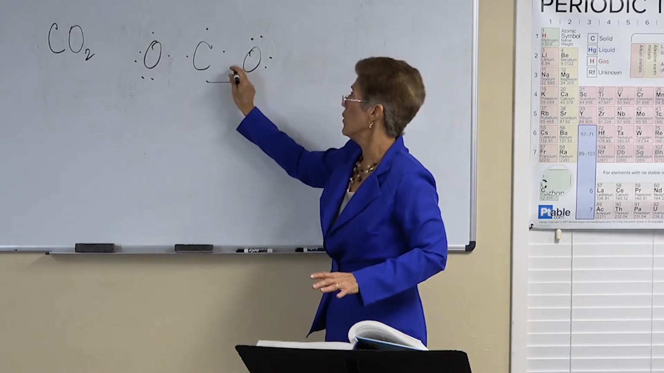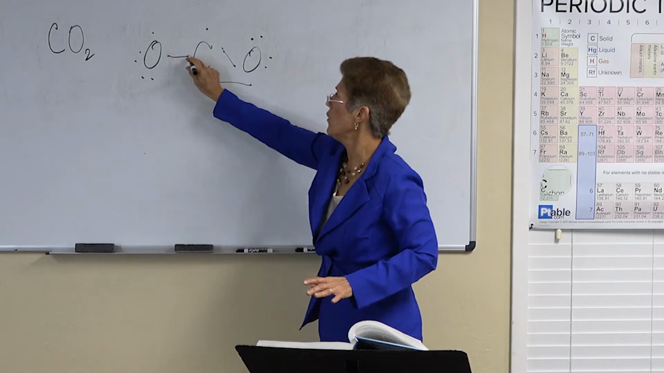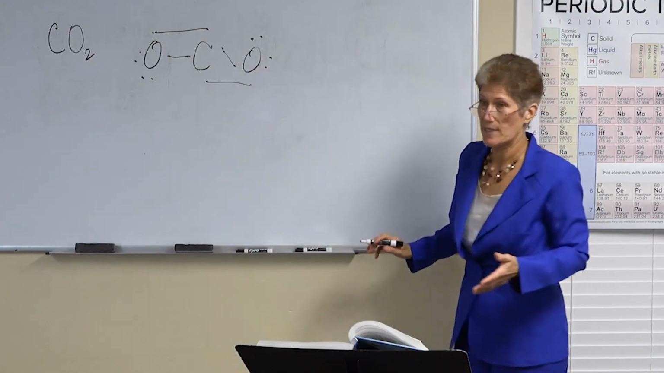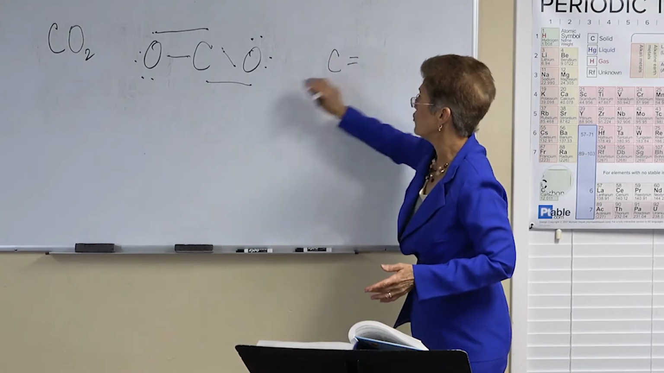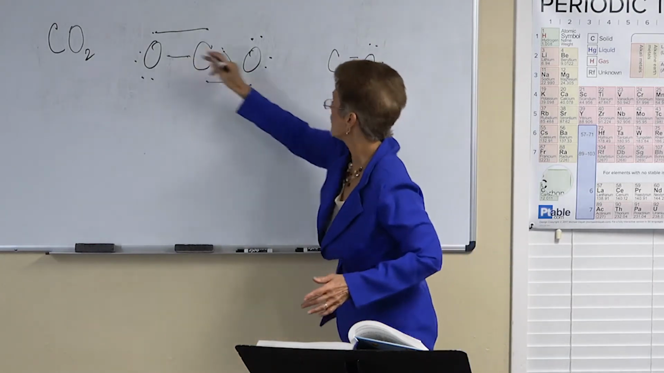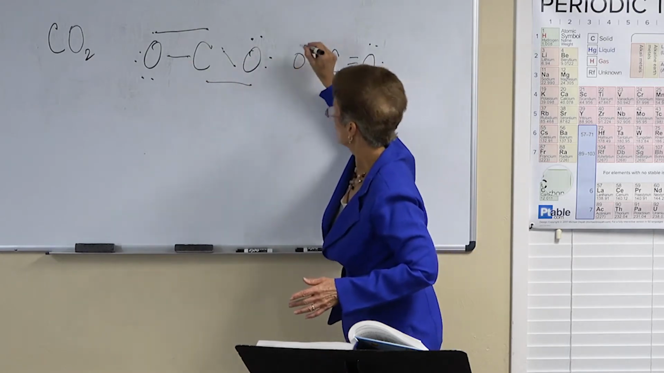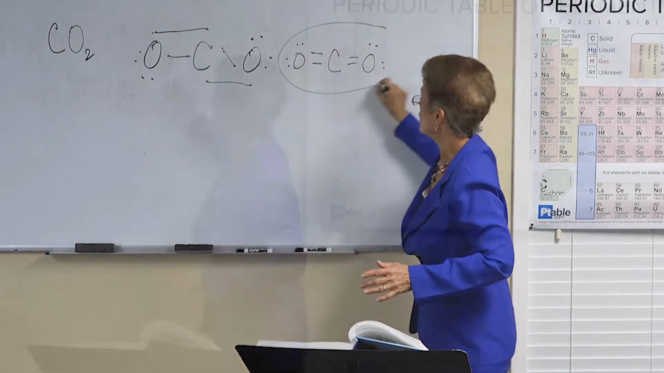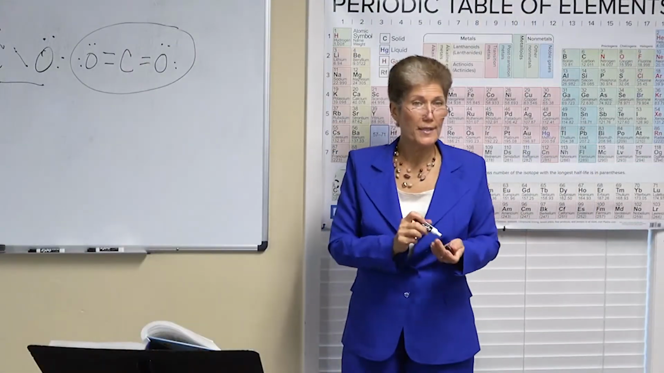Here we got a pair, here we got a pair, here I have a pair, here I have a pair. I didn't have to do anything fancy on this one, did I? So I go like this. I have 2 pairs here, 2 bonds here with 2 pairs. This would be the Lewis structure of carbon dioxide.